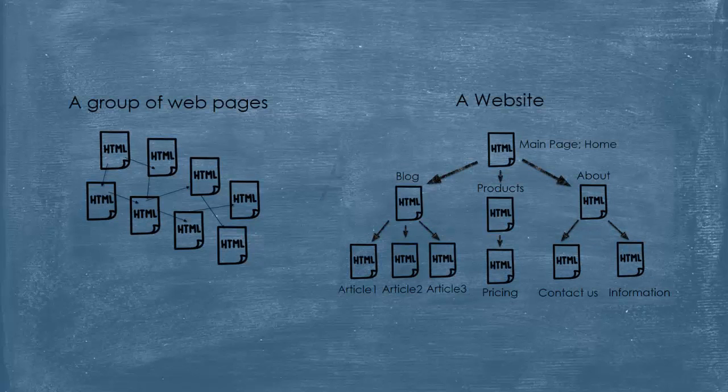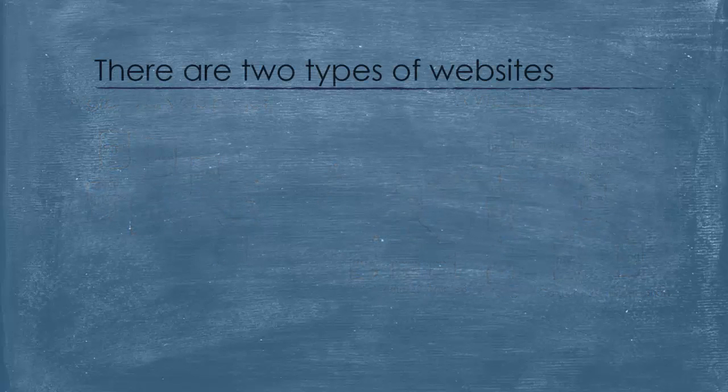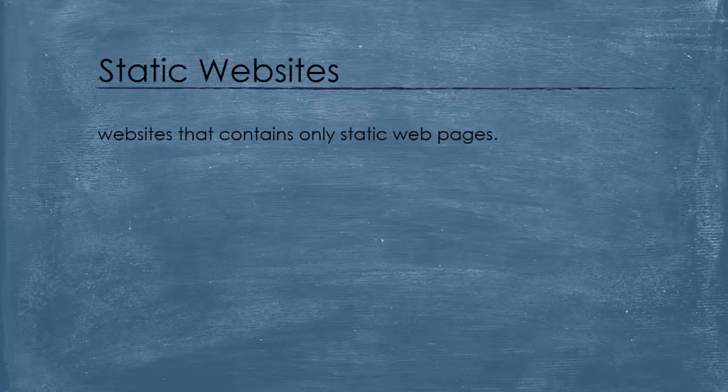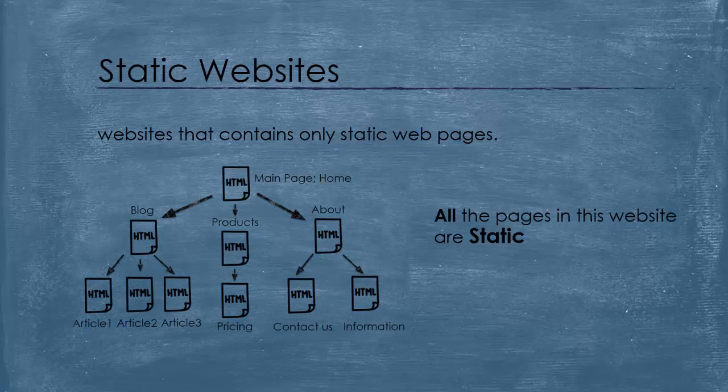Now, don't confuse between a group of web pages and a website. A group of web pages are not structured, not necessarily interlinked and grouped in one place. We can distinguish between two types of websites: static and dynamic. Static websites are websites that contain only static web pages. For example, our website is a static one, and all its web pages are static.